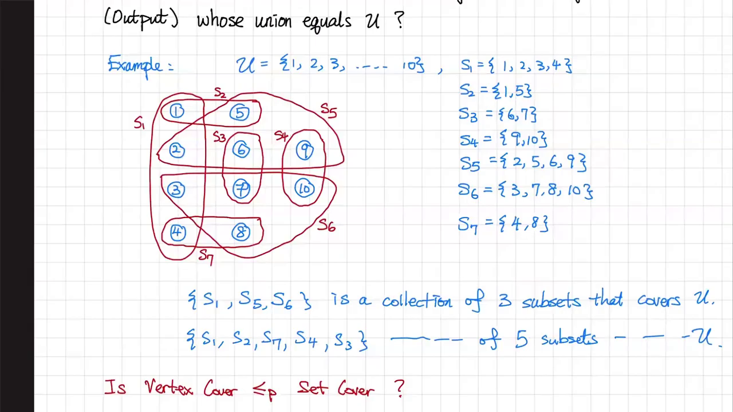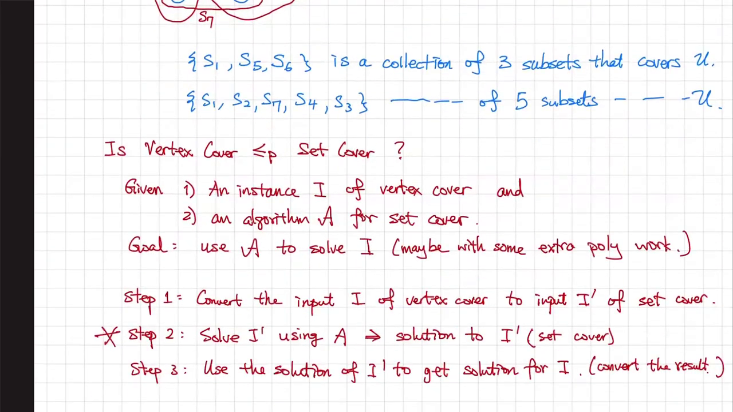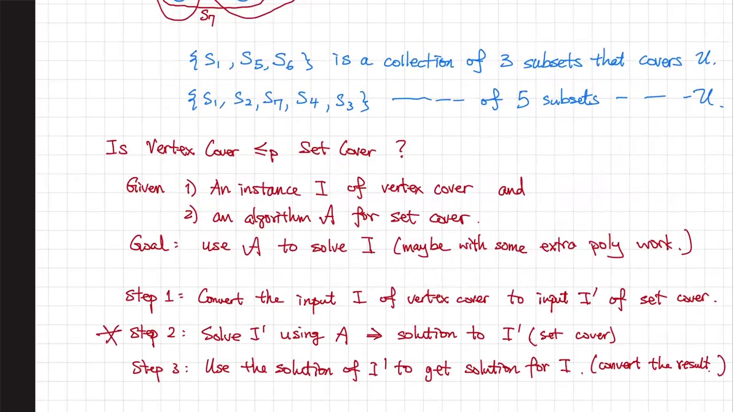Okay. Now the question that we're trying to answer here is, is vertex cover reducible to set cover? Right, in order to do that, you look at the steps here. We are assuming we are given the input for the vertex cover. We're given the graph. And if we know how to solve set cover, how do we use the set cover algorithm to solve vertex cover?